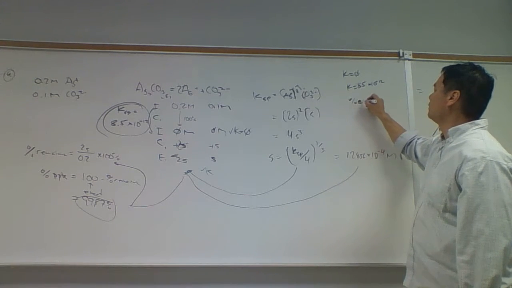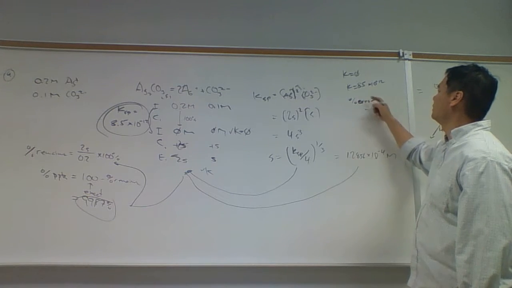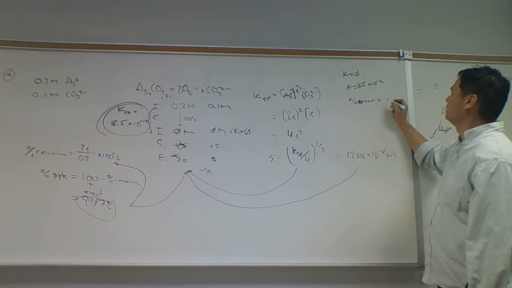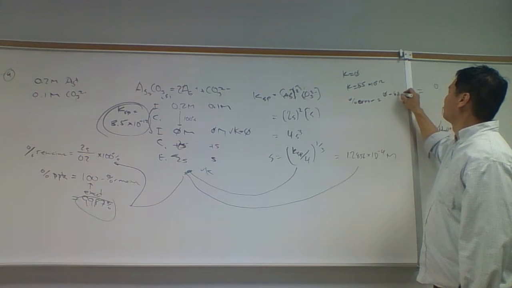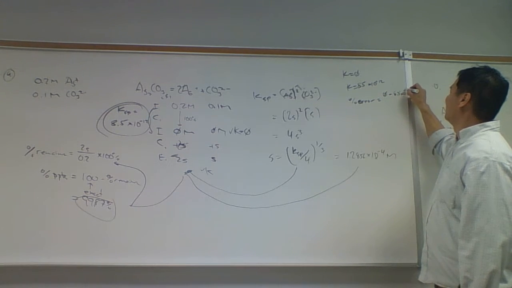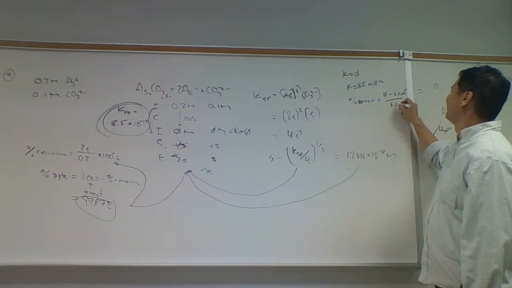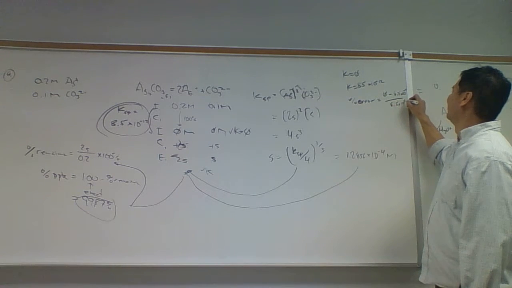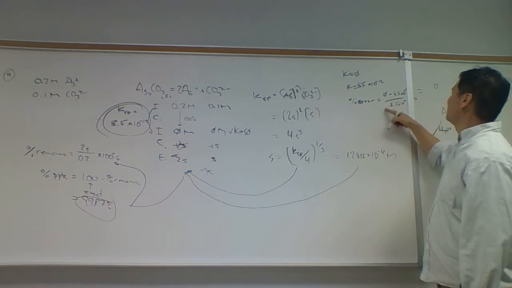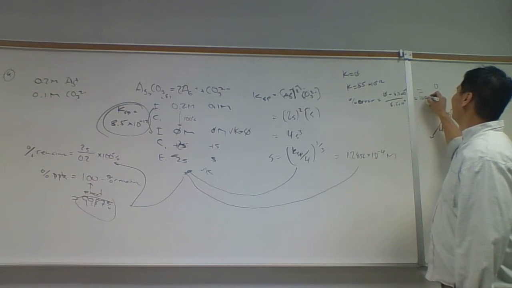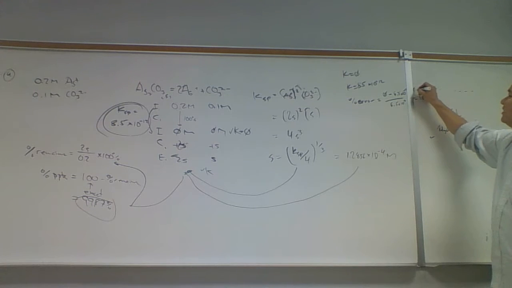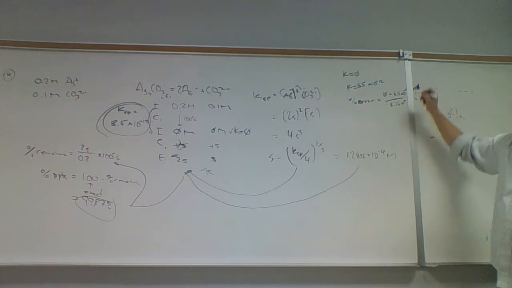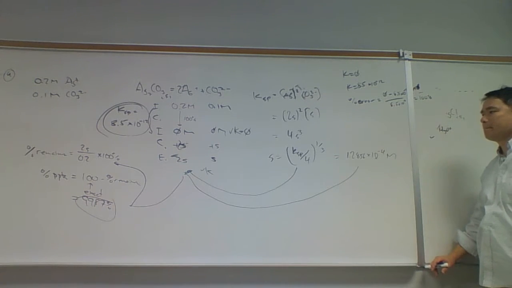The percent error is a different calculation. The percent error is your calculated minus the actual, divided by the actual, times 100%. And so your percent error comes out to 100% error. Is that good? 100% error? No. So it can't be.